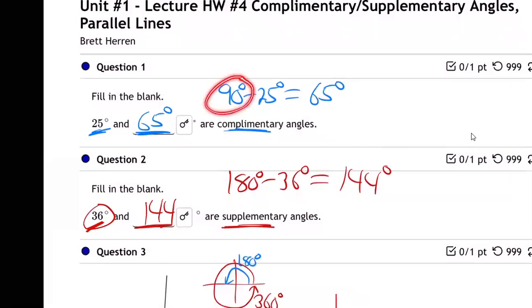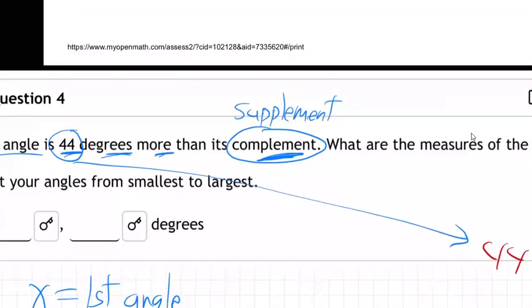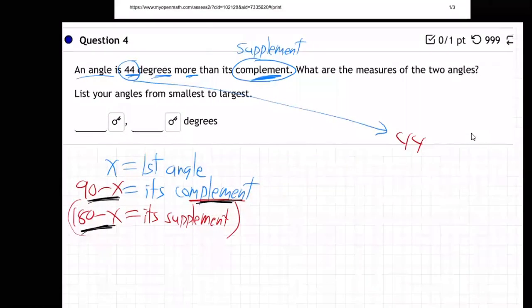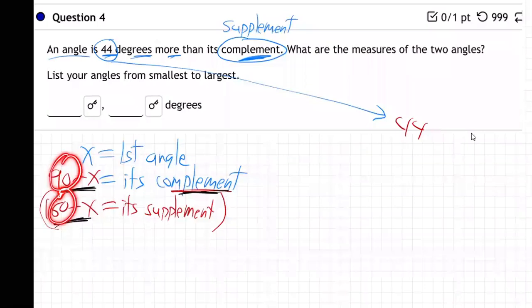You had to start with the 90. That's the bigger one. That's their total. And subtract, or supplementary, you had to start with the 180 coming first, and then subtract the first angle to get the other angle, don't you? So same thing with the x. The x is just a number I don't currently know. So if x is the first angle, then 90 minus x is the complement, or 180 minus x is the supplement. That's exactly the same as what we did in problems 1 and 2. We're just doing it with an x now. So watch out. Make sure the number comes first, not the x.